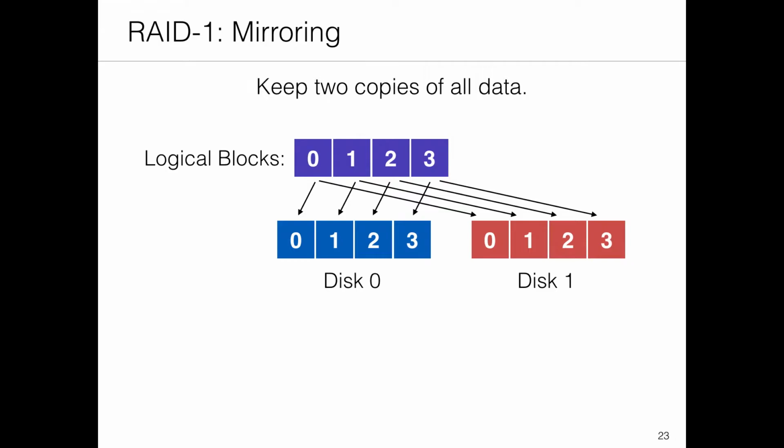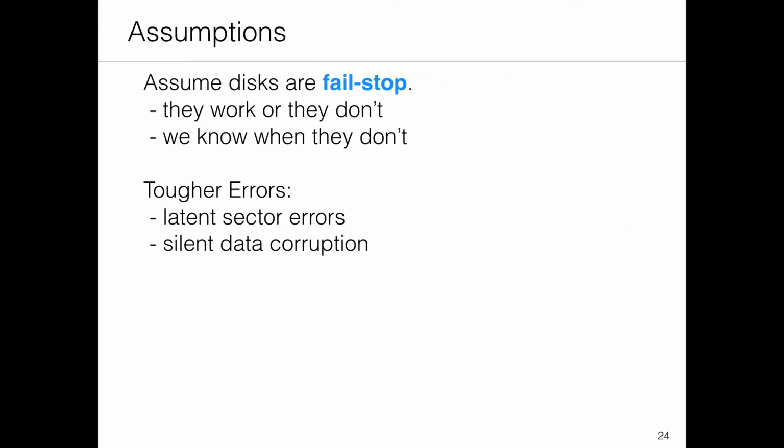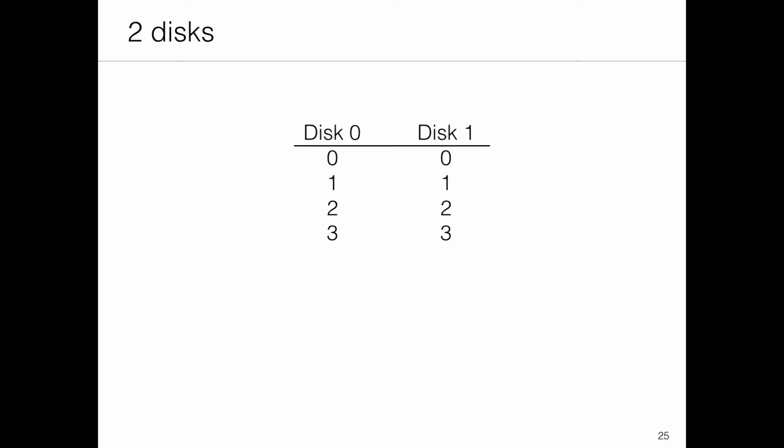where you're keeping two copies of all the data. And we assume that the disks are going to be fail stop, which means that they either work or they don't work, and if they don't work, then we know that they're not working. In terms of two disks, we'll basically have a view which looks something like the following.